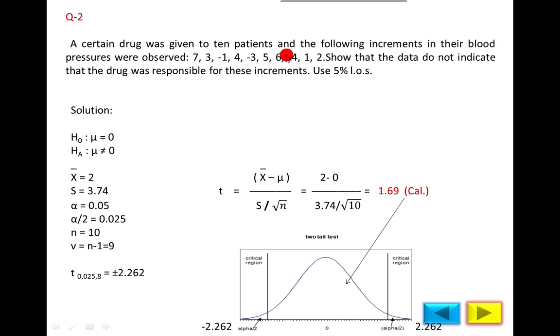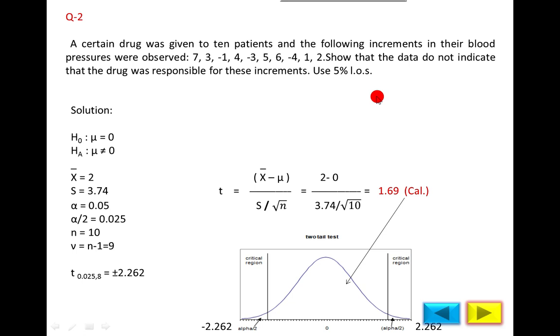The following increments in their blood pressures were observed. This is the data. You can calculate the mean and standard deviation. Mean is 2, standard deviation is 3.74. Show that the data do not indicate that the drug was responsible for these increments. Use 5% level of significance. In this question, the null hypothesis and alternate hypothesis are both unknown, not given.